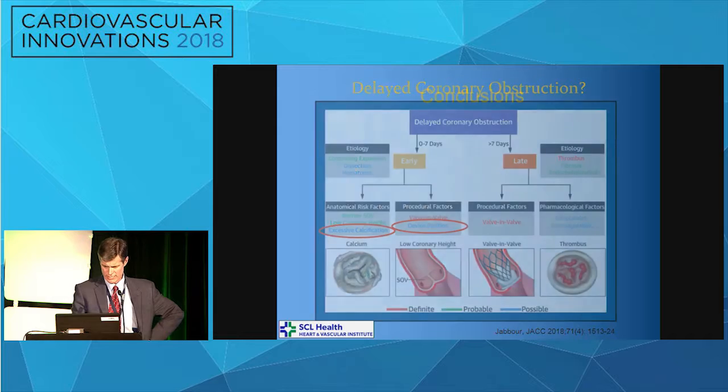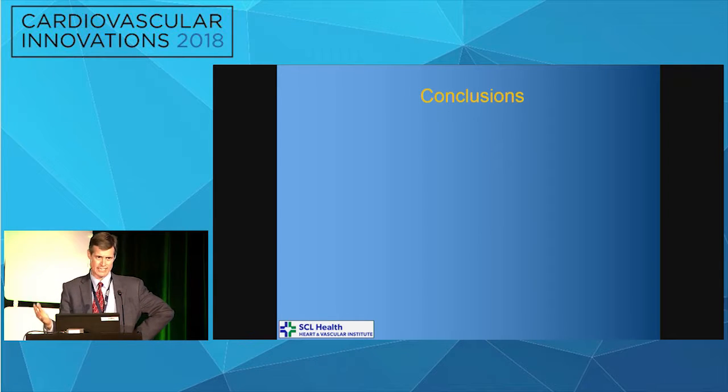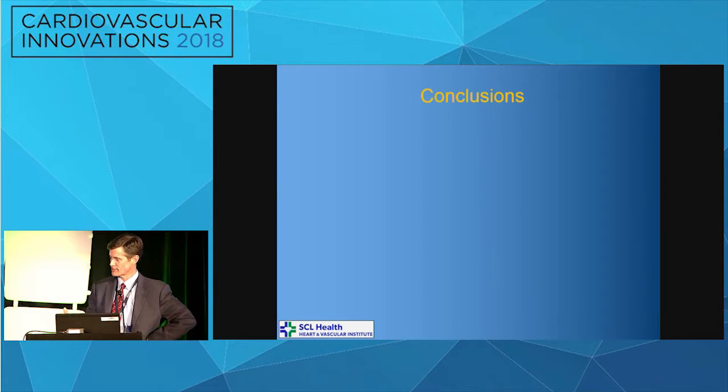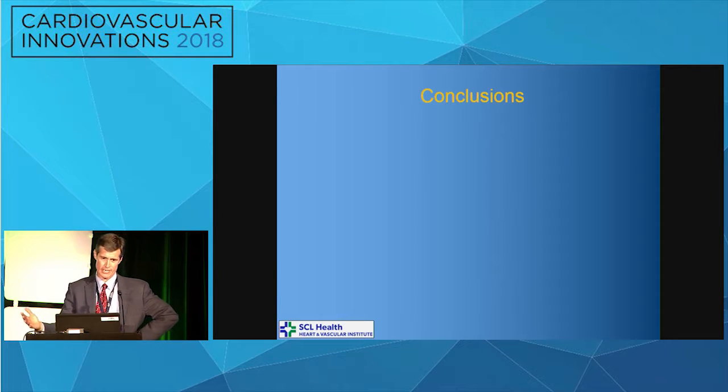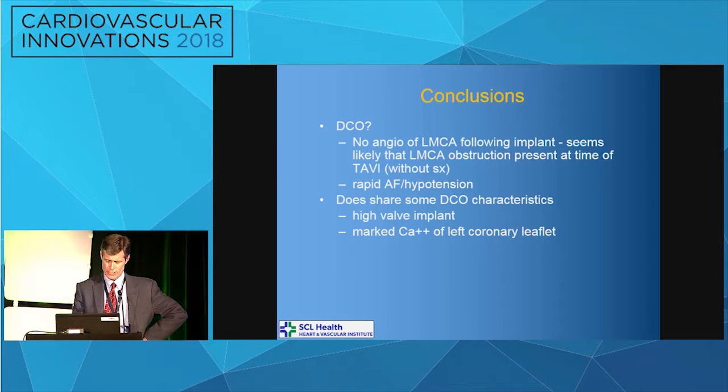But my guess is, I think from a clinical perspective, in a de facto way, is this delayed coronary obstruction? Sure. I mean, patient gets out of the hospital and comes back with coronary obstruction. But I think actually the coronary obstruction was probably there. We didn't do an angiogram at the end of the case, and I think we probably would have benefited from that, or he would have benefited from it. And I think probably this is demand ischemia more than anything with his rapid AFib. Does share some of the DCO characteristics of a high valve implant, marked calcium of the left coronary.